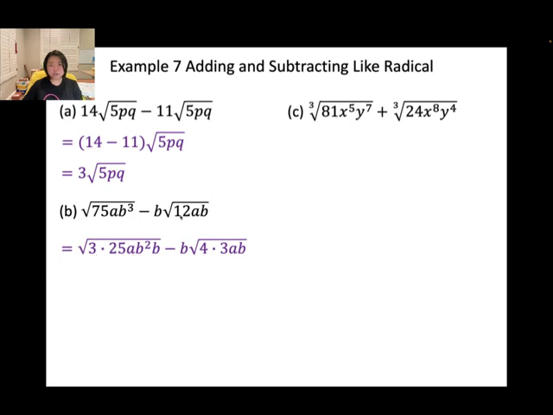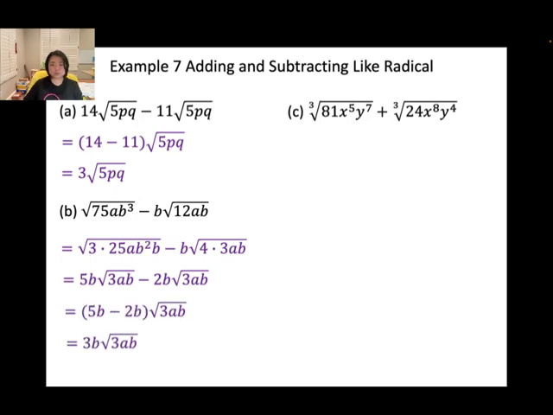And for 12, you could break it down like 4 times 3. The square root of 4 becomes 2, so I'm only left with square root of 3b as well. Now these are like radicals, so you could subtract: 5b minus 2b, which is going to be 3b.